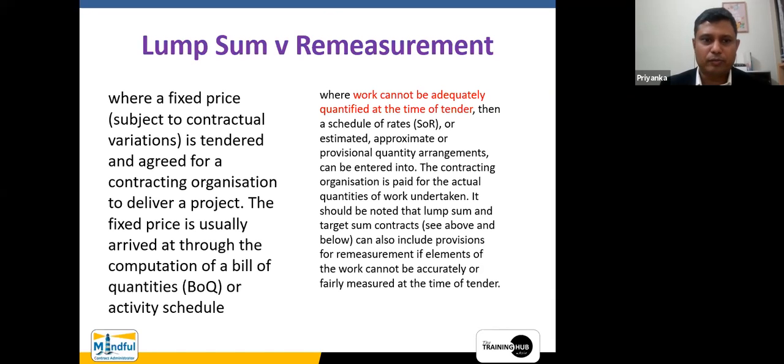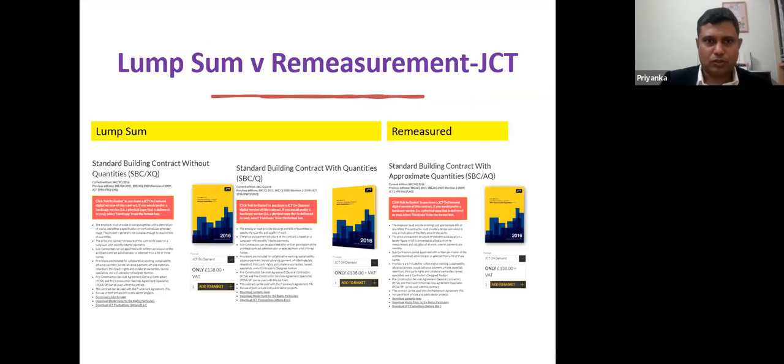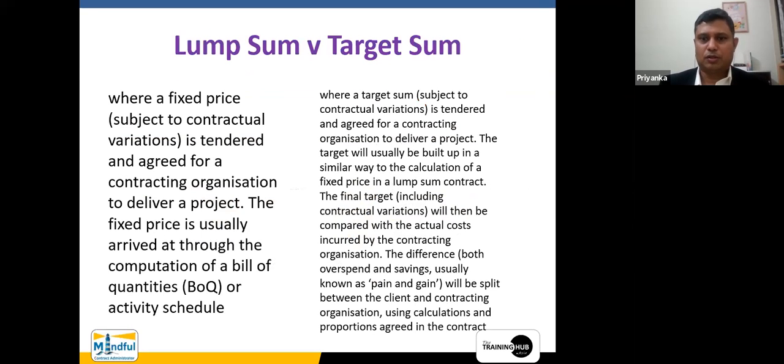However, the basic difference is that a lump sum contract is a fixed price, where the BOQ quantities are not remeasured for valuation purposes. But in the remeasurement type of contract, the BOQ quantities are remeasured for valuation purposes. Then we will move on to the next item, which is called the target sum.